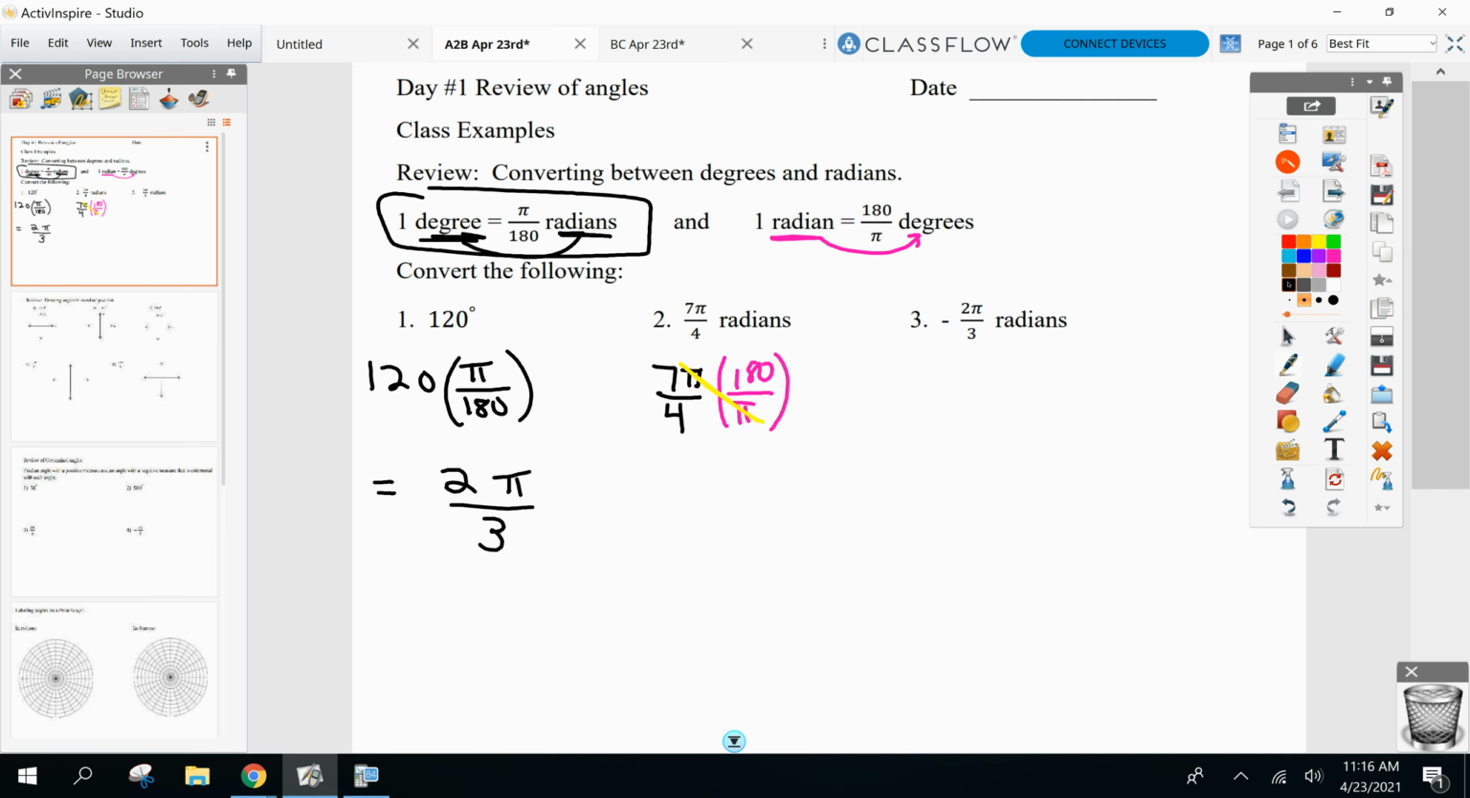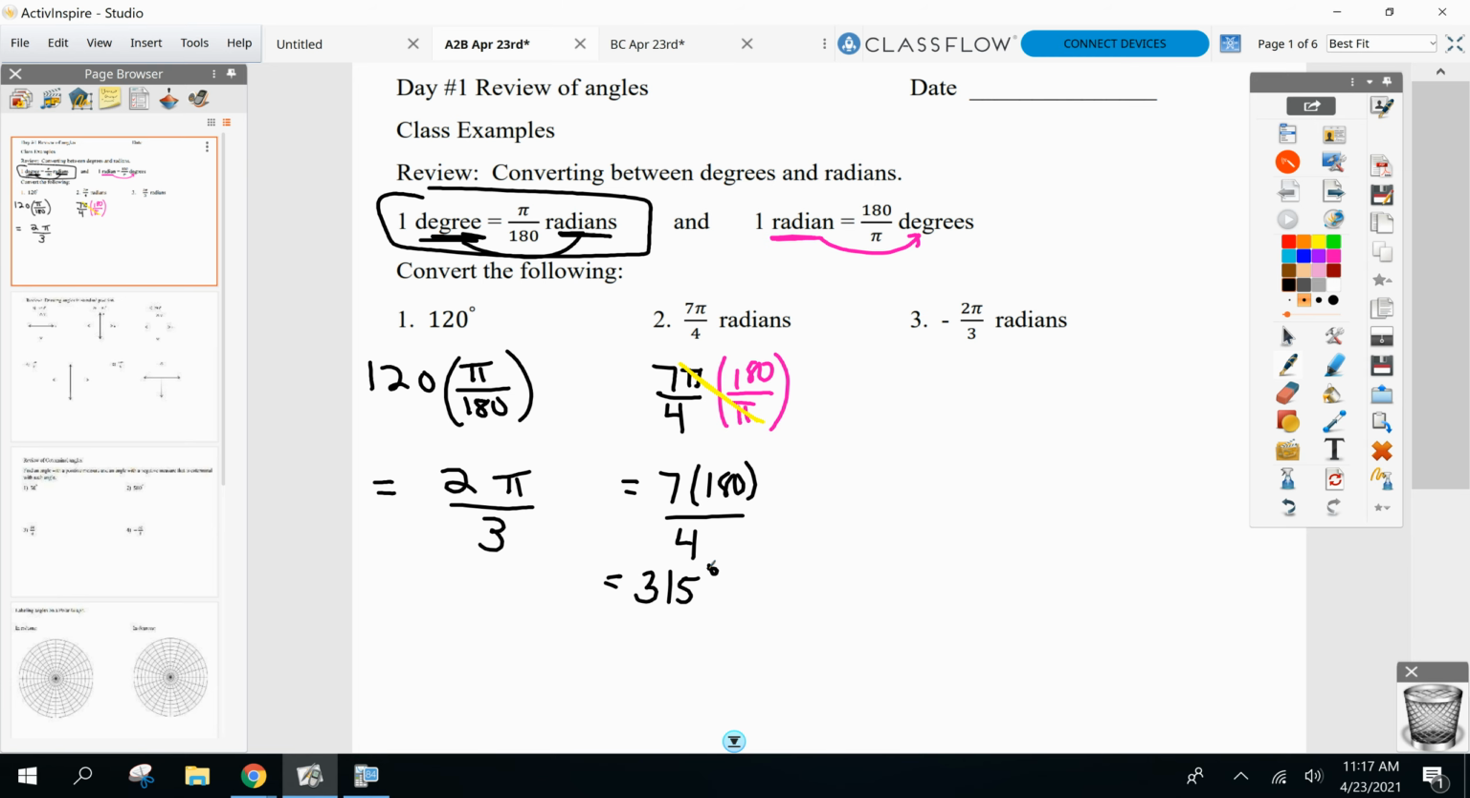So I grab my calculator: 7 times 180 divided by 4. That'll turn those radians into degrees. And hopefully you guys are getting 315 degrees. So hopefully this is starting to ring some type of bell from back in November.